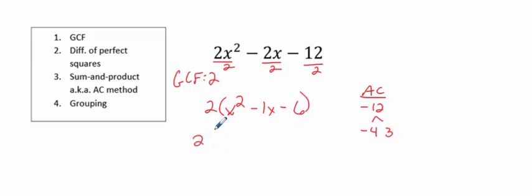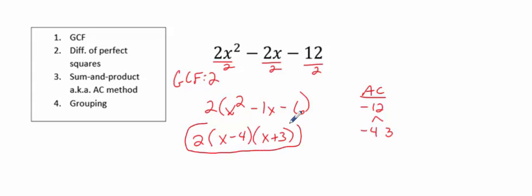So let's go with the GCF still outside there. The x squared minus x minus 6 would break down into x minus 4 times the quantity x plus 3. And if we did do double distribution with our answer here, we should end up with 2x squared minus 2x minus 12. So please stay tuned for the question that will follow this section of the video.